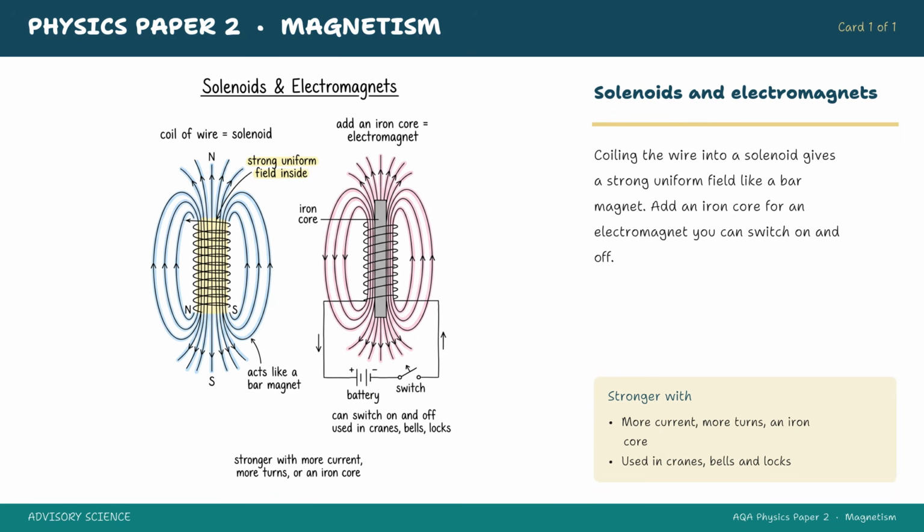The best thing about an electromagnet is that you can switch it on and off and change its strength, just with the current, which a permanent magnet can never do. That's why they're used in scrapyard cranes. They're also used in electric bells and door locks. In the exam, to make an electromagnet stronger, more current, more turns on the coil, or an iron core.